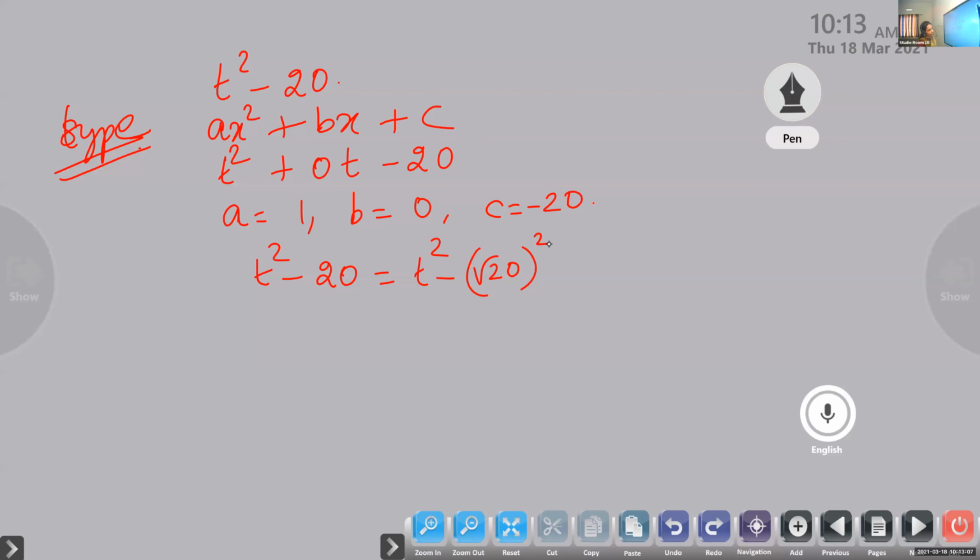Can you write 20 as root 20 the whole square? Whenever the x term, the middle term, is not there, we use the identity a square minus b square. What is root 20 the whole square? Root 20 the whole square is 20.